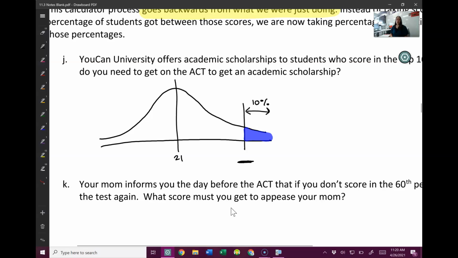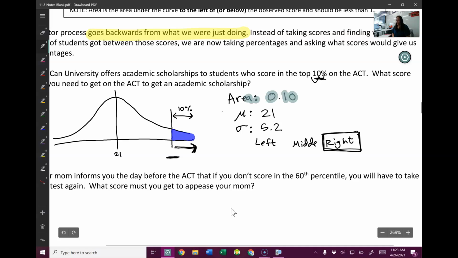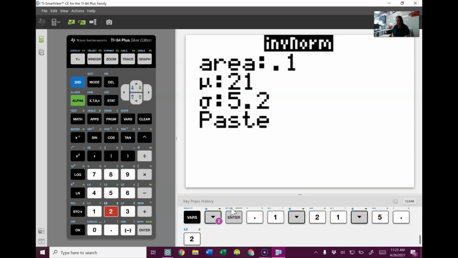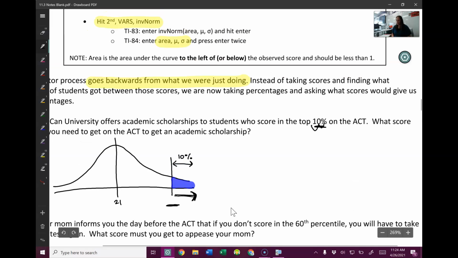That's what the inverse norm function on your calculator does. So here's how we get to it. We do second vars like we did last time, but now we're going to do the inverse norm, inv norm. Okay, now I actually had to go back because I made a little bit of a mistake. So something that we need to talk about, when you do the inverse norm function on your calculator, this one's going to look very different depending on how old your calculator is. So mine is actually an older calculator, so I'm going to show you both. So let's go back up.